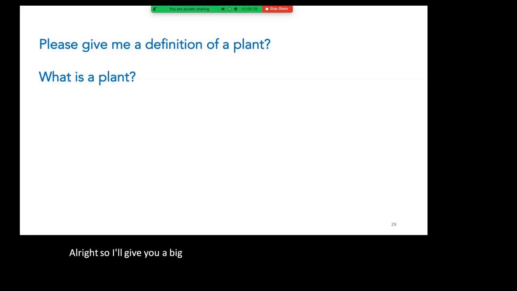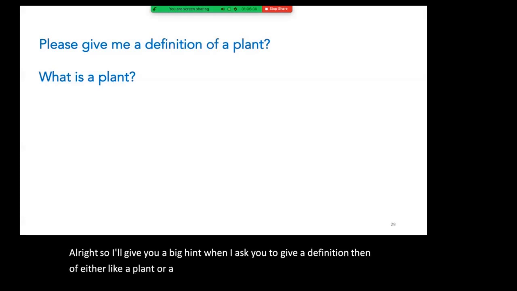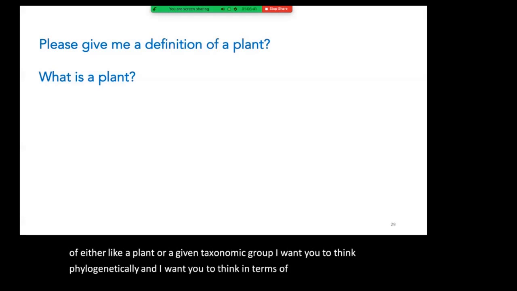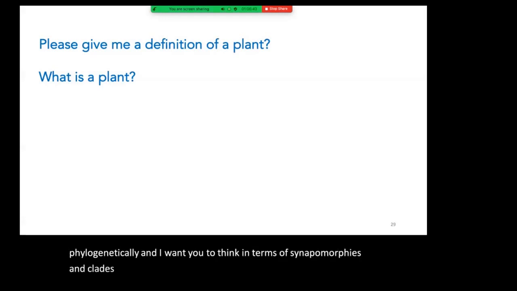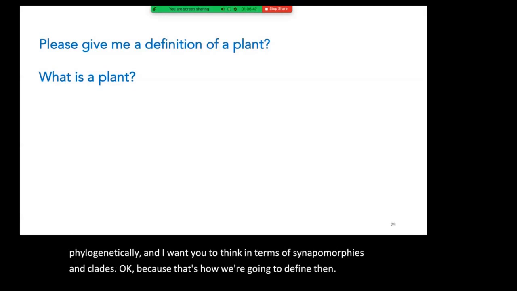When I ask you to give a definition of either a plant or a given taxonomic group, I want you to think phylogenetically. I want you to think in terms of synapomorphies and clades, because that's how we're going to define biology, basically. We're going to define in terms of clades.